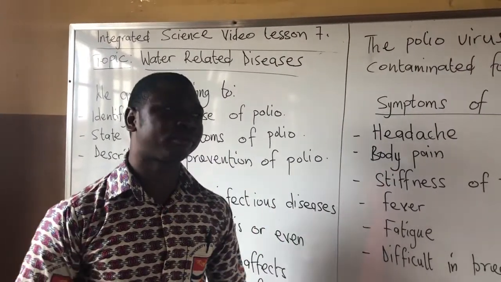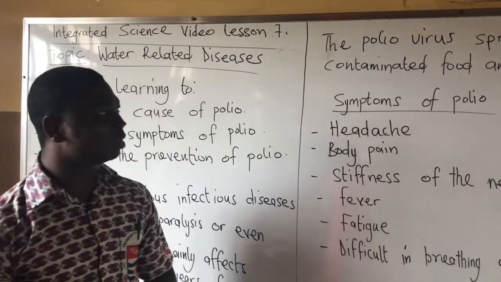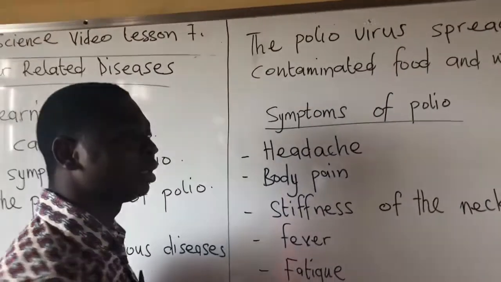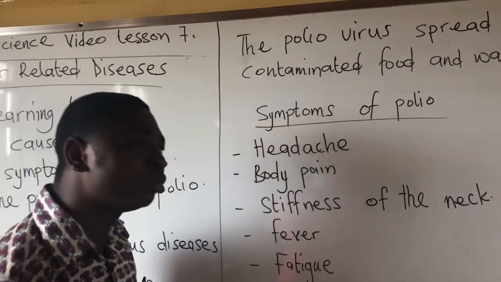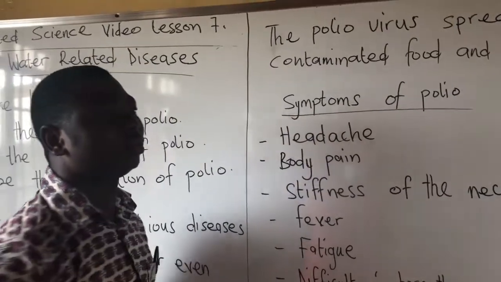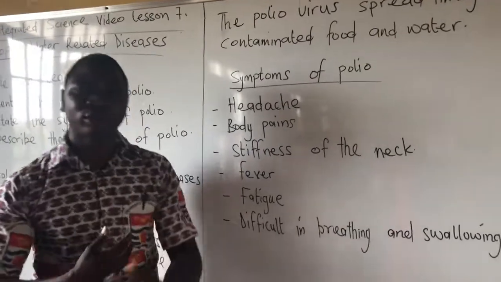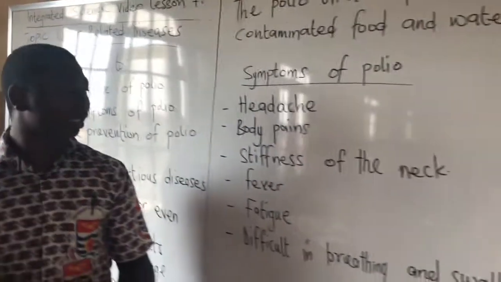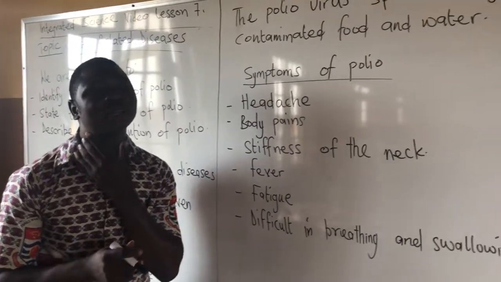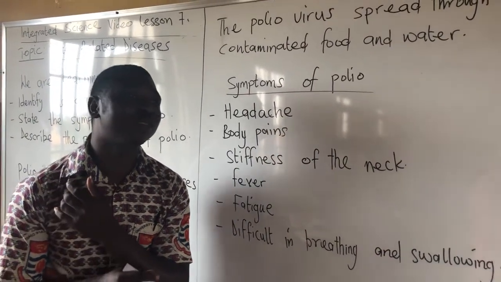Now let's talk about the symptoms of polio. One is headache. Your head will be aching, or you'll be feeling body pain. Another thing is stiffness of the neck. Your neck will be stiff. When you want to turn the neck, you can't turn it well. So your neck will be stiff.